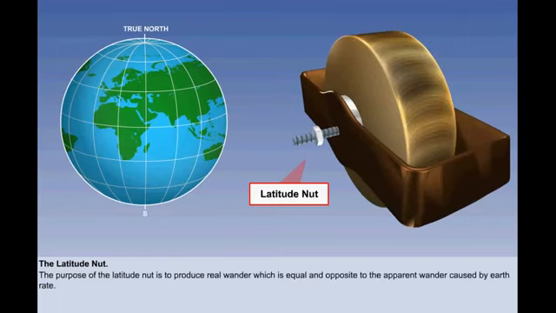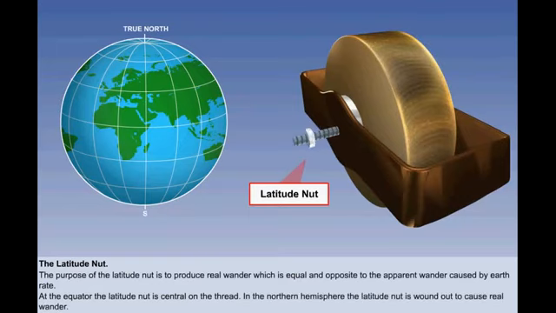In its simplest form, the latitude nut is an actual nut wound onto a thread on the spin axle of the gyro rotor, which we can see here. At the equator, the latitude nut is central on the thread as no induced wander is required. As latitude increases north of the equator, the latitude nut is wound out to cause real wander equal and opposite to the apparent wander caused by the Earth's rotation. And south of the equator, the latitude nut is wound in to cause real wander equal and opposite to the apparent wander caused by the Earth's rotation.